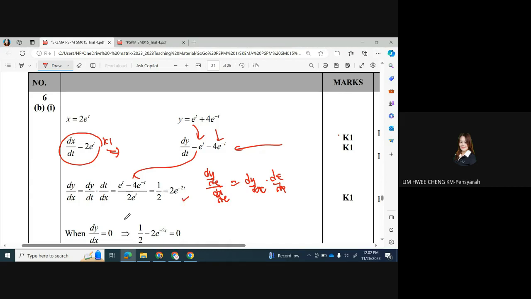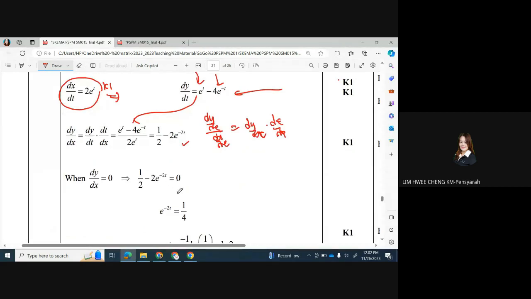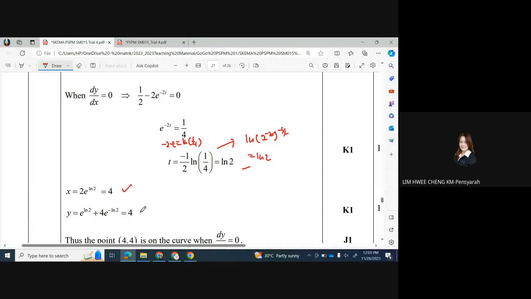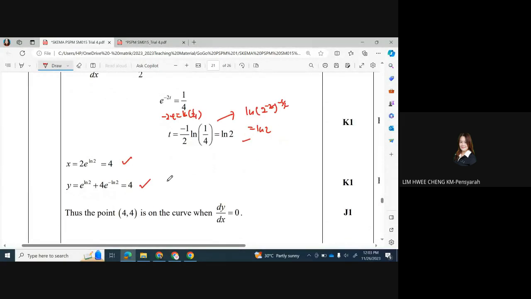So bila dia sama dengan kosong, so e power minus 2t, t 1/4. So t adalah negative 2t adalah ln 1/4. So t adalah negative 1/2 ln 1/4. Ln 2 minus 2 darab dengan negative 1/2. That's why you will get ln 2. Okay, bila t ln 2, you akan dapat y dia, x dia berapa, y dia berapa lah. Okay, ganti balik. That's why you thus the point is on the curve when the dy dx equal to 0.